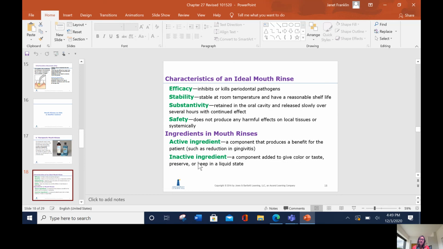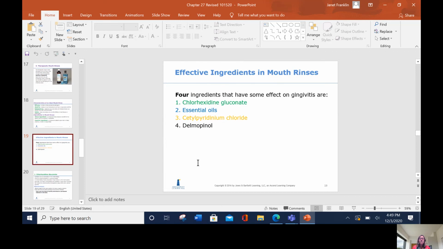So the active ingredient in most mouth rinses is a component that produces a benefit for the patient, such as a reduction in gingivitis. And then you've got inactive ingredients, which give it the good color and taste and act as a preservative to keep it in a liquid state. Effective ingredients in mouth rinses can include chlorhexidine, essential oils, cetylpyridinium, and delmopinol.